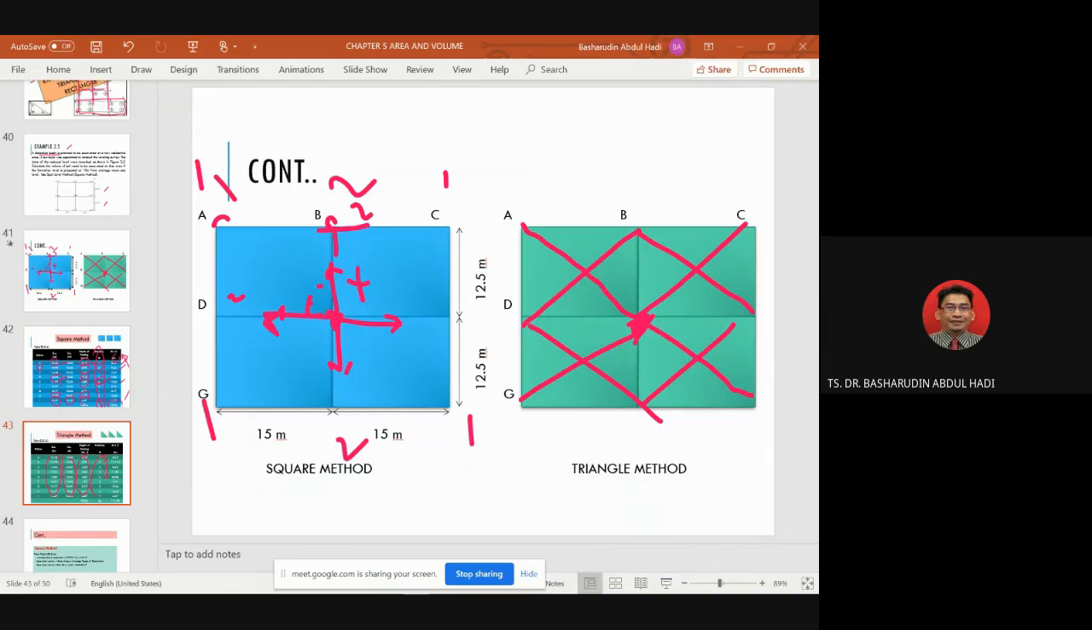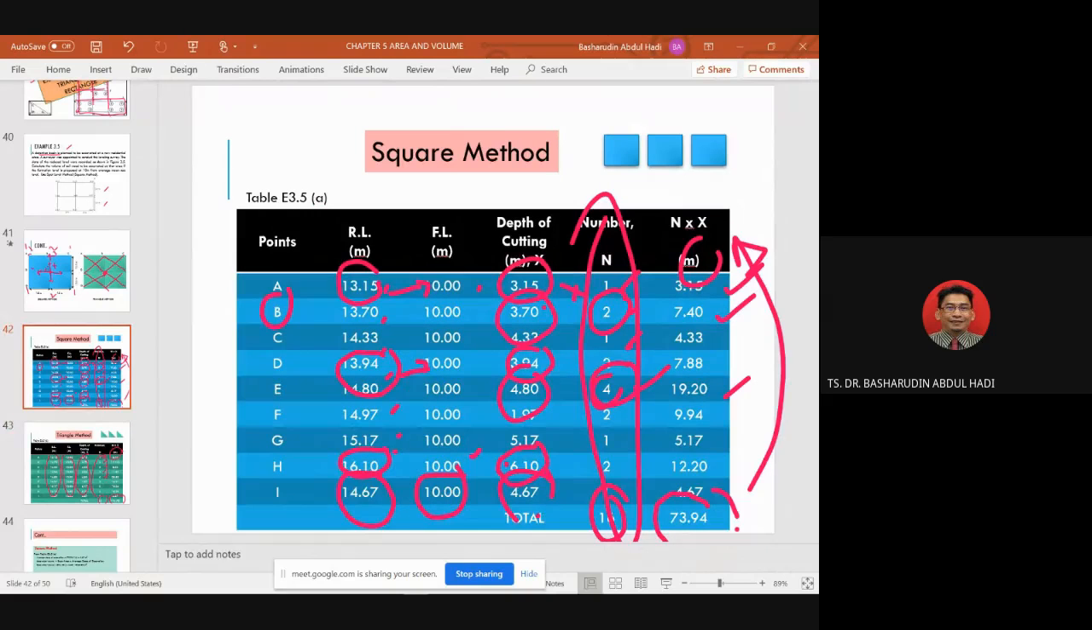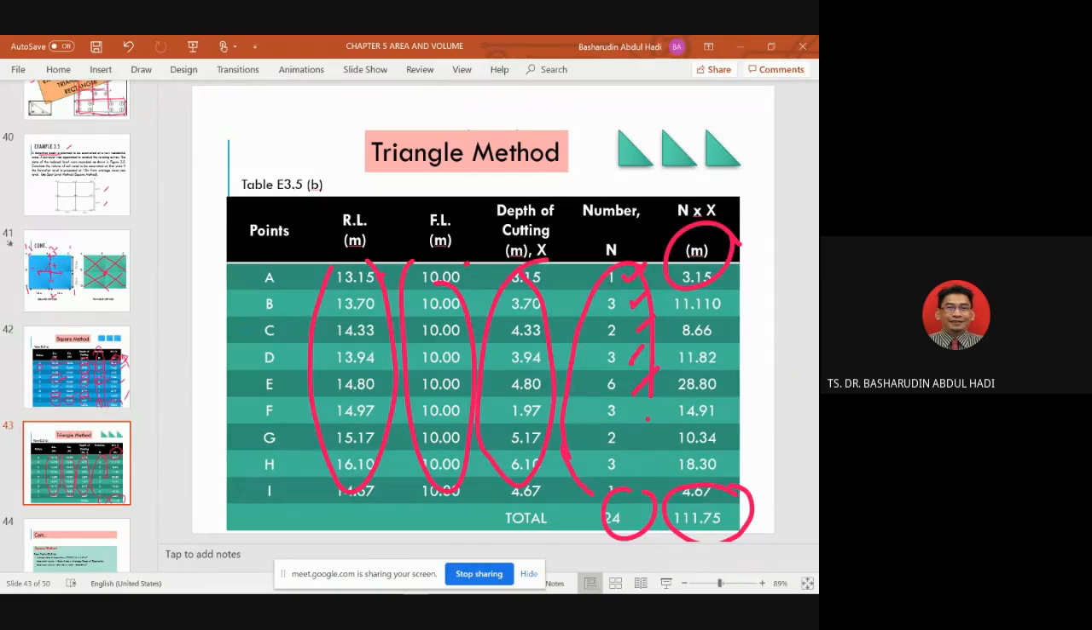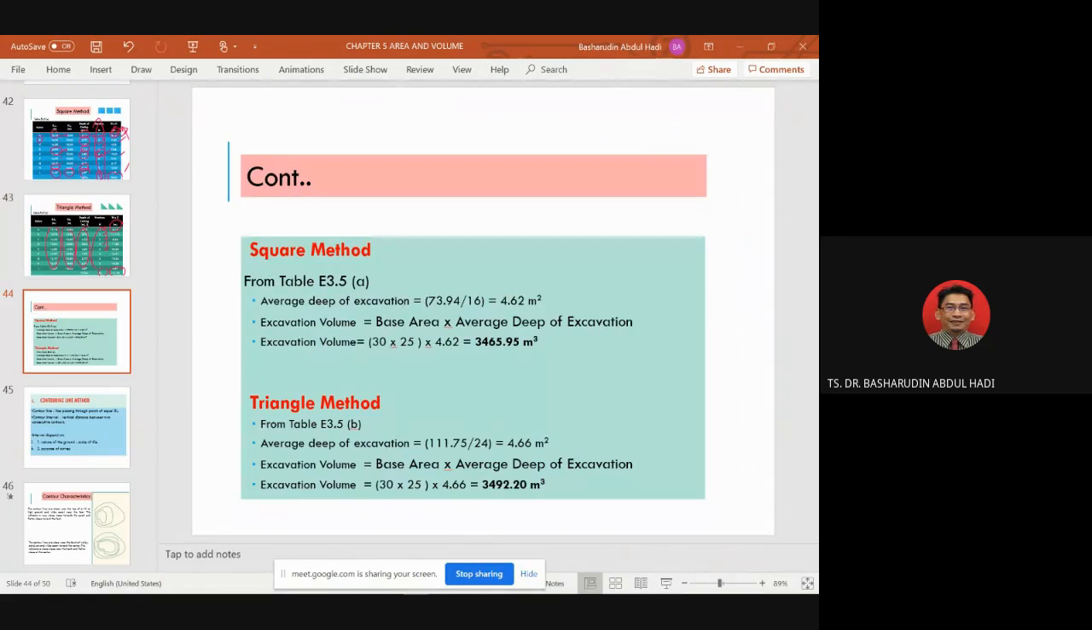Then after you finish, you get 24 as the number, with 111.755 meters. This one is 73.94 meters. So the 2 methods give you 2 answers. We call them the square method and triangulation.